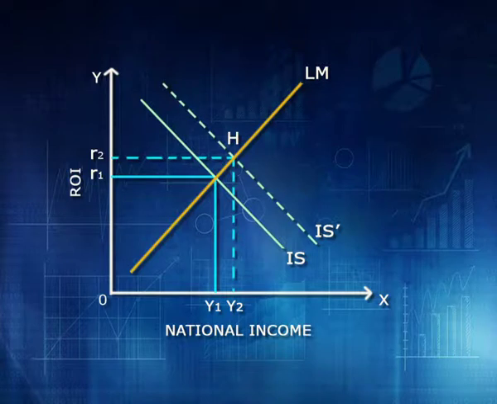This effect can be clearly explained with the help of a diagram. In this figure, the LM curve remains unchanged and the IS curve shifts from IS to IS dash towards the right, a dotted line as can be seen. The new equilibrium is formed at H, where the rate of interest increases from R1 to R2. The income level also increases from Y1 to Y2. Hence, an increase in autonomous investment and government expenditure increases the rate of interest and income.